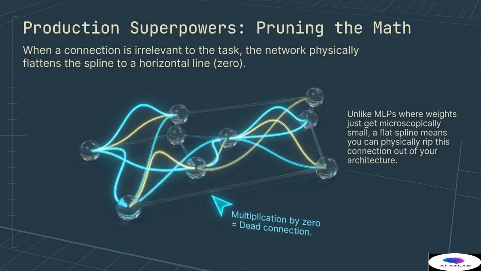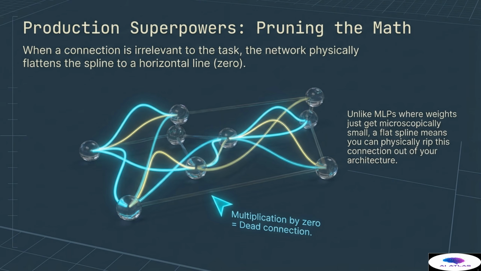One of the production superpowers of this new architecture is the ability to prune the math. In a traditional MLP, when a connection is irrelevant, the weight might get microscopically small, but it stays in the network, taking up space and computation. In a KAN, when a connection is determined to be irrelevant to the task, the network physically flattens the spline to a horizontal line representing 0. This means that a flat spline is a clear signal that you can physically rip that connection out of your architecture entirely. This process of multiplication by 0 creates a truly dead connection that can be discarded.